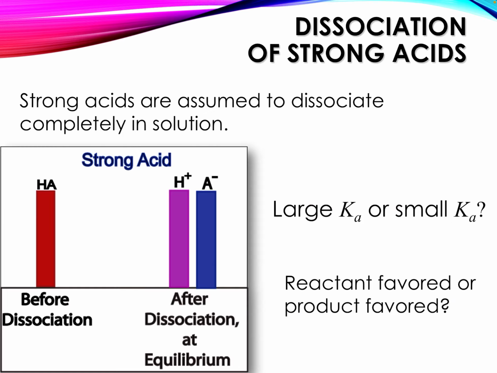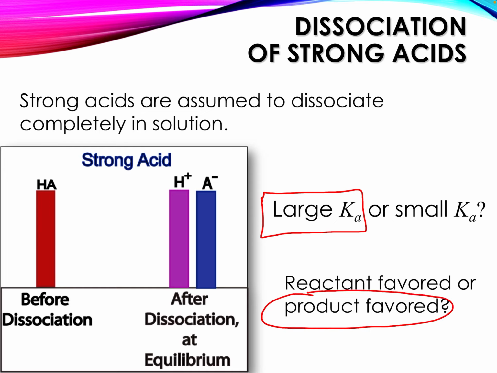Okay, so strong acids completely dissociate in solution. So again, that means they are going to have an extremely large Ka. They make a lot of products and essentially don't have any reactants. So we would say that this is product favored because it's going to make almost entirely products.